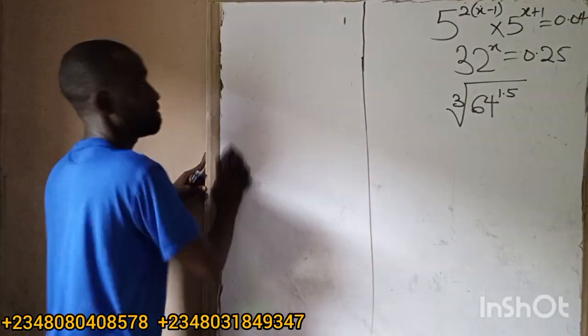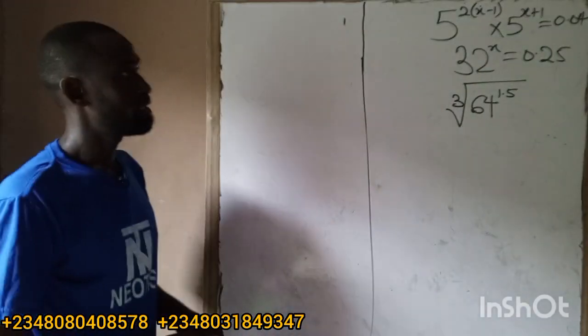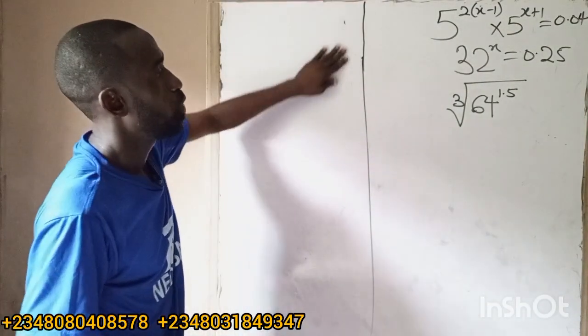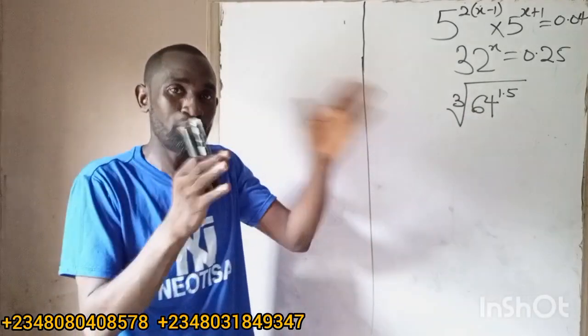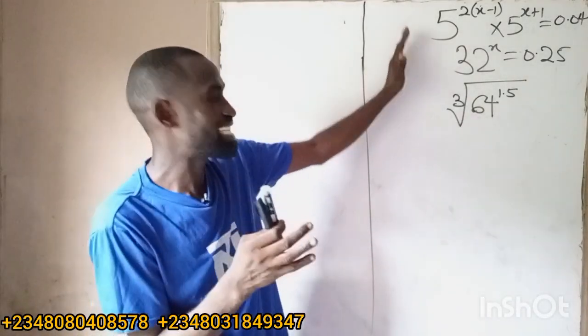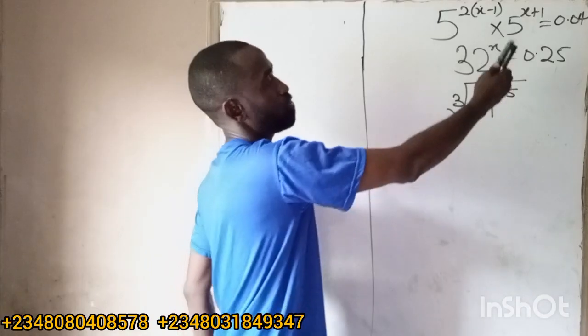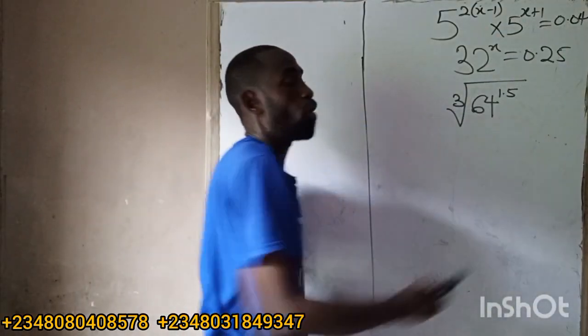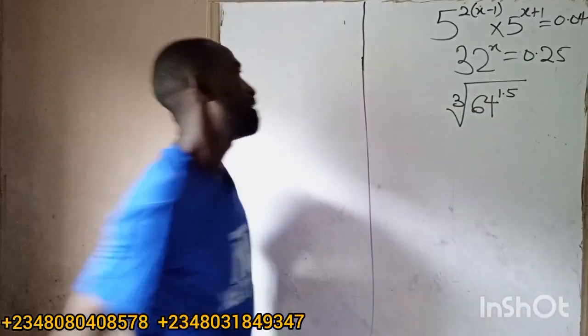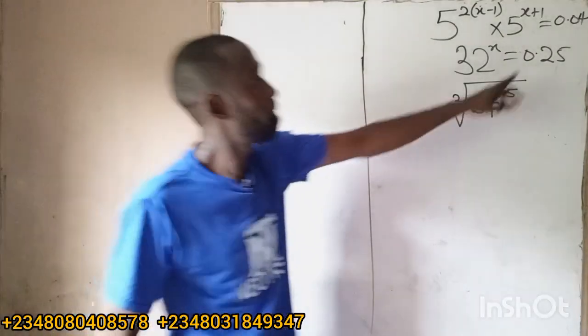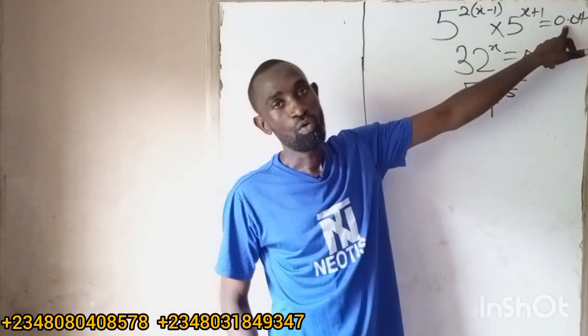So the first question. This question involves equation in indices. What we're going to do is try to balance the equation: the base on the left hand side is the same as the base on the right hand side, or the power on the right hand side is equal to the power on the left hand side. And anytime you see a decimal, convert to fraction.